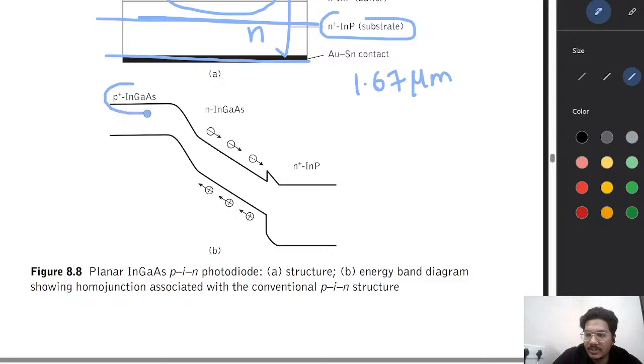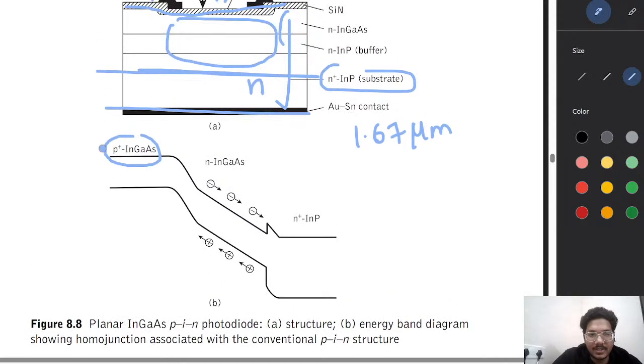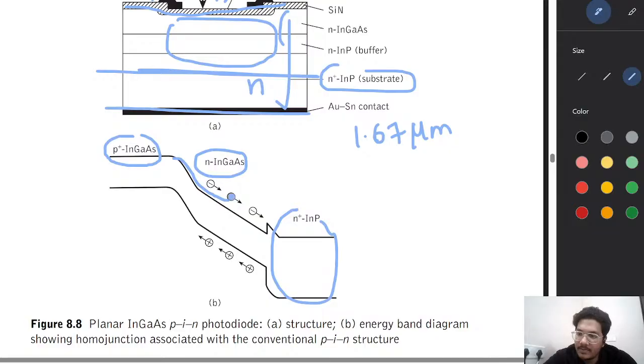As we can set a homojunction between this one. If we start from the P plus P side of indium gallium arsenide, then we move to the lightly doped region of the indium gallium arsenide and the highly doped region of the N side. Add InP buffer.